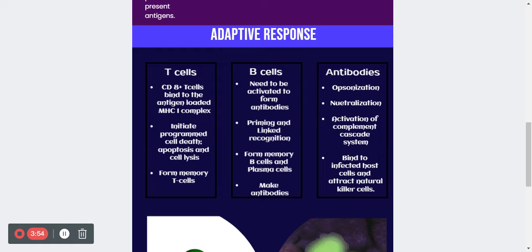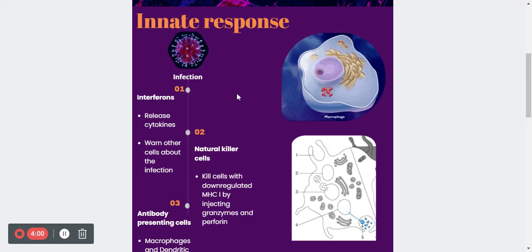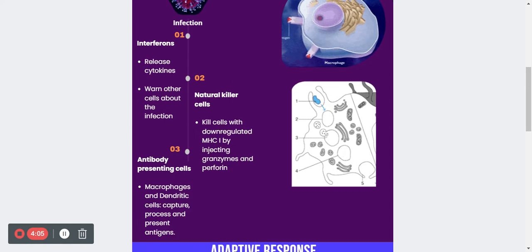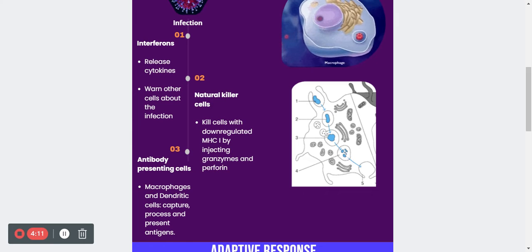Let's do an overview of some of the innate and adaptive immune response. The key players in the innate immune response are the interferons, whose job is to basically release cytokines and sound the alarm so that cells know that they have an infection and they can start producing MHC1. The second important one is the natural killer cells, who are going to kill the cells that have been forced by the virus to downregulate their MHC1 molecules. And the third one is the antigen-presenting cells, namely macrophages and dendritic cells, who are basically going to capture, process, and present antigens and also kill free-floating virus cells by phagocytosis.